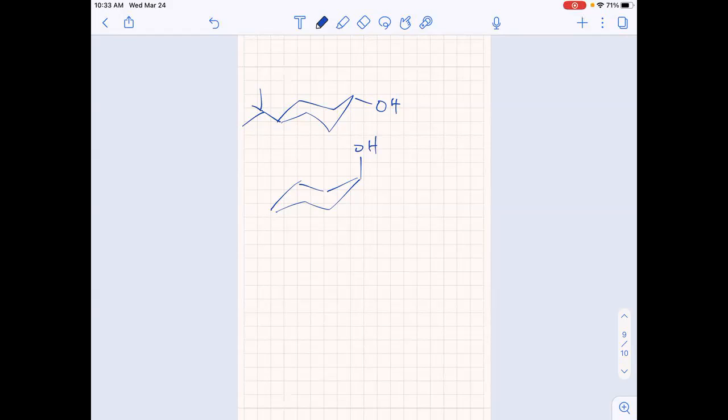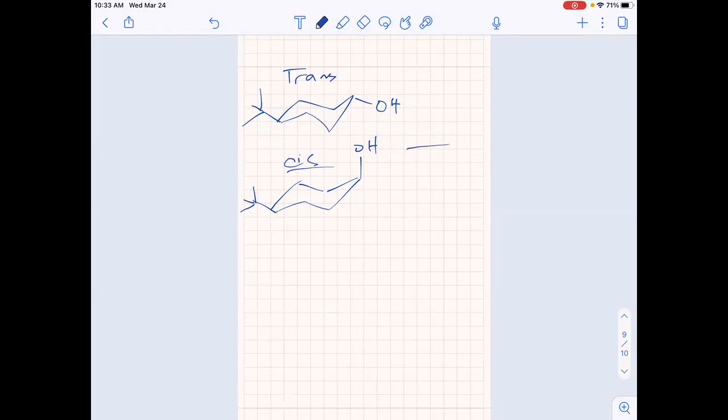Because if it was a chair flip, a conformer, then both groups would change positions, right? The tert-butyl group would also change from equatorial to axial in a chair flip. So this is my trans isomer. This is my cis isomer.